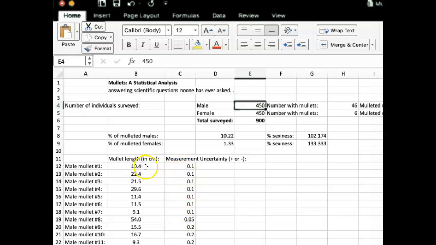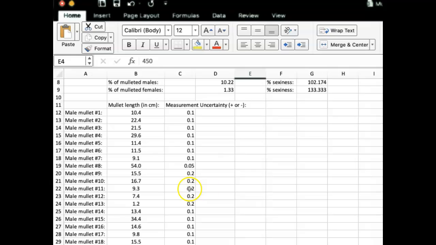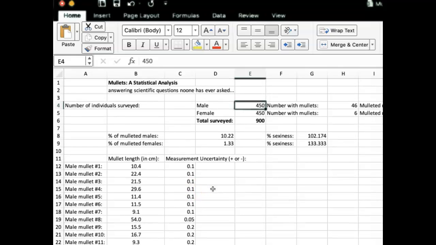And this is just the length of various mulleted individuals, like how long is their mullet. You can see here, for instance, this guy has a monster mullet. Male mullet number 8 is the man. So he's got a 54 centimeter mullet. For whatever reason, the device that we used to measure that mullet was much more precise than, let's say, this poor pathetic person that only had a 9.3 centimeter mullet, right? His plus minus was like 0.2. So that's something you want to keep in mind, that the measurement device can be indicated both with the number of decimals and also with the actual plus minus that you call a measurement uncertainty.